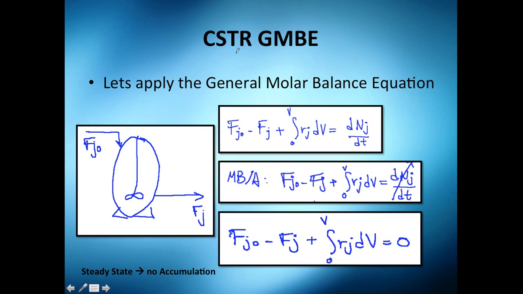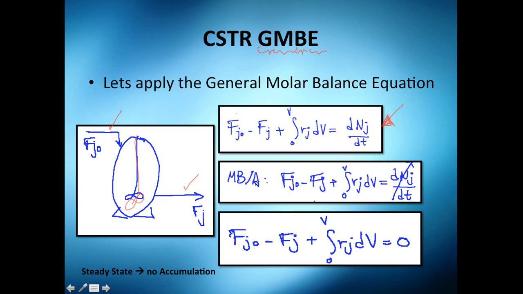So, as we've done before with the batch reactor, we're going to apply the general molar balance equation. So let's apply the general molar balance equation. We got this reactor. As you can see, we will have an inlet and we will have an outlet and we will have continuous agitation here. So this equation, if you don't know where I got it, check out previous videos. This is the general molar balance equation.